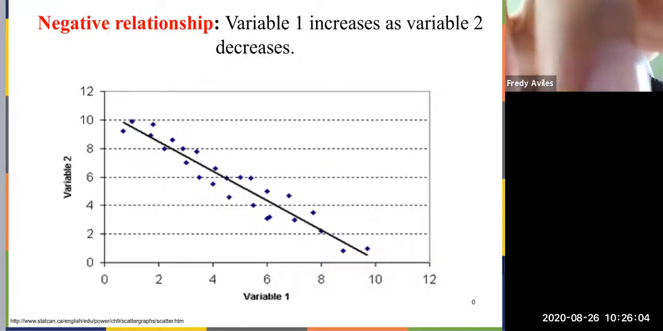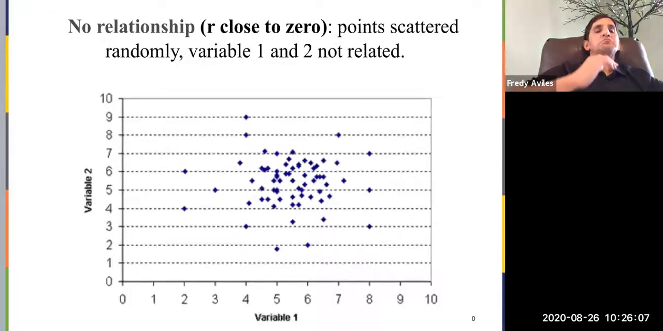Now, no relationship means R is close to 0. You plot the points, and it looks something like this. An example would be the relationship between your height and your intelligence. Your height says nothing about your intelligence. If you're tall, that doesn't mean you're intelligent. It doesn't mean you're unintelligent either. There is no relationship between those two things. If we know one thing, it tells us nothing about the other.